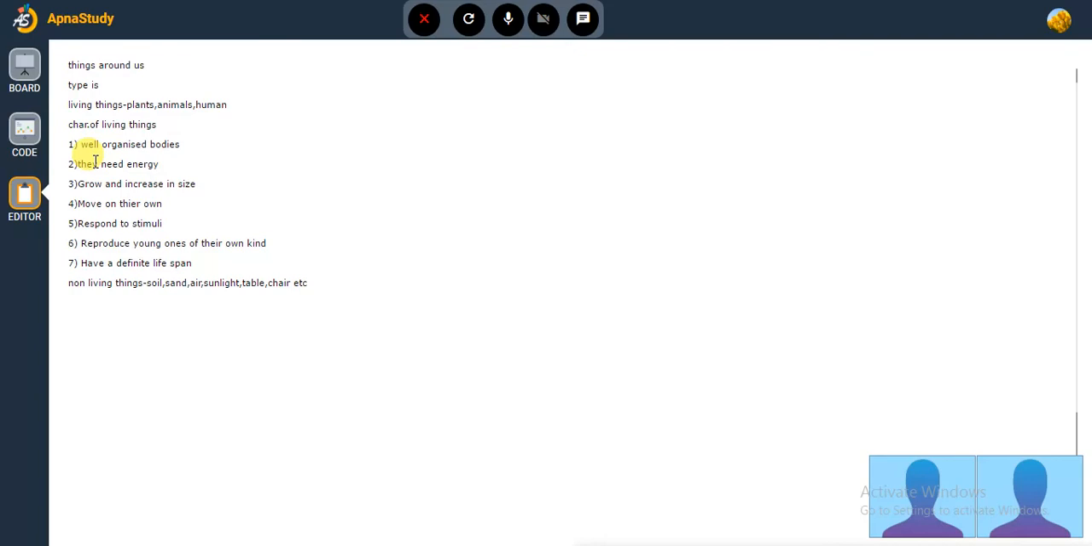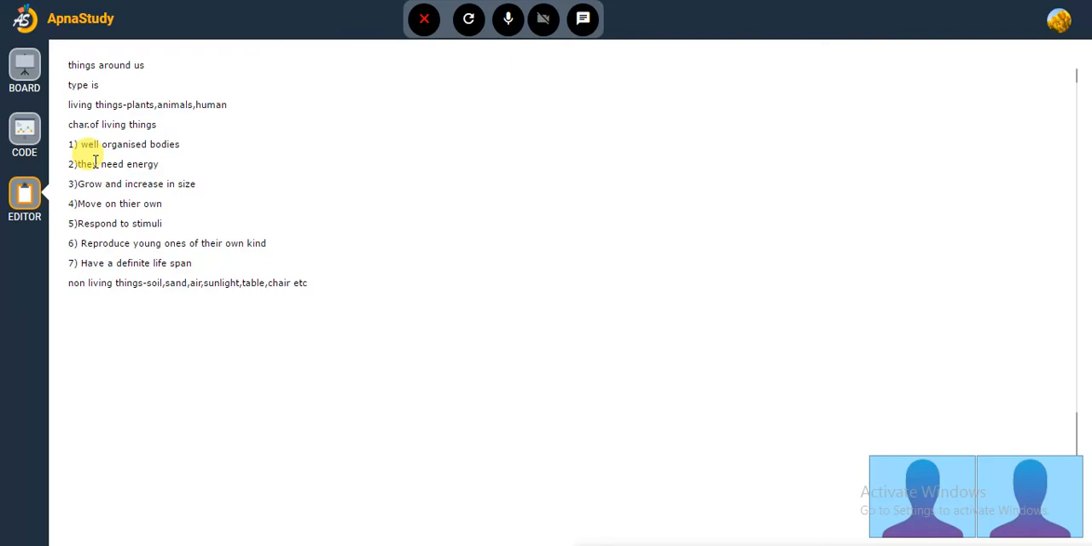So now we will revise the characteristics of living things. First is a well-organized body. Second is they need energy. Third is grow and increase in size. Fourth is move on their own. Fifth is respond to stimuli. Sixth is reproduce young ones of their own kind. And last, seventh is have a definite lifespan.